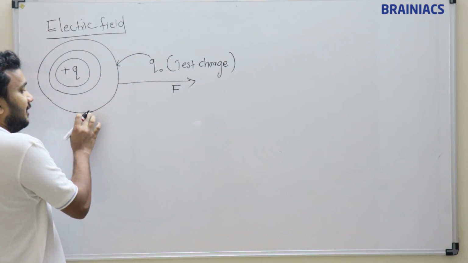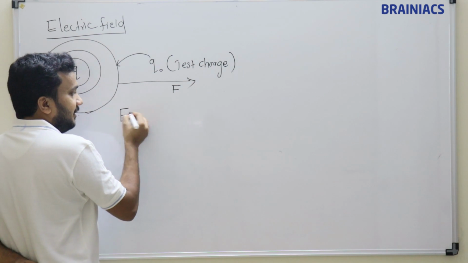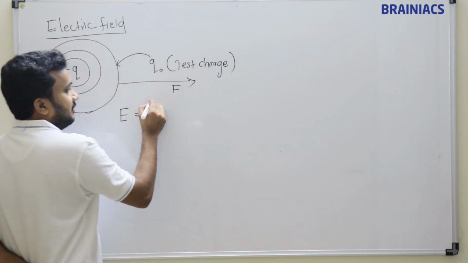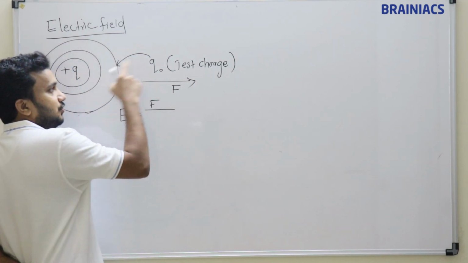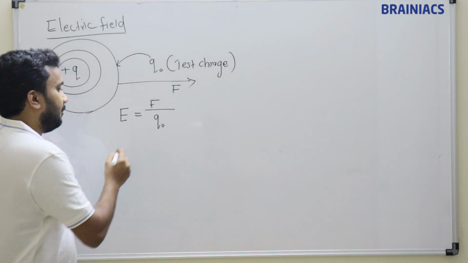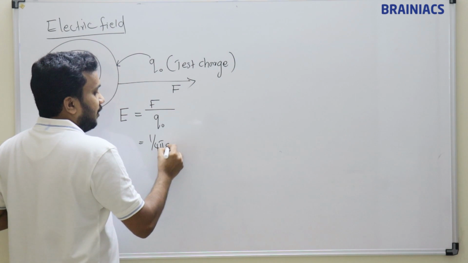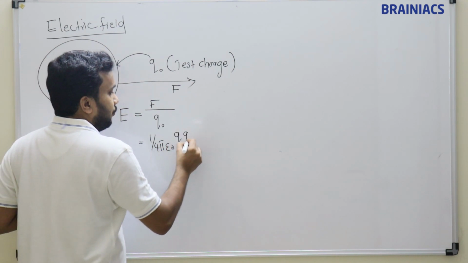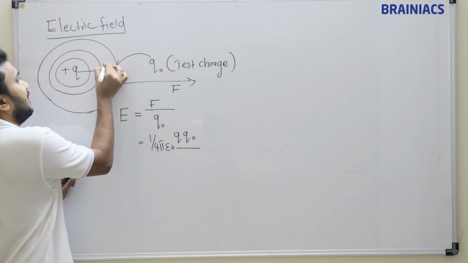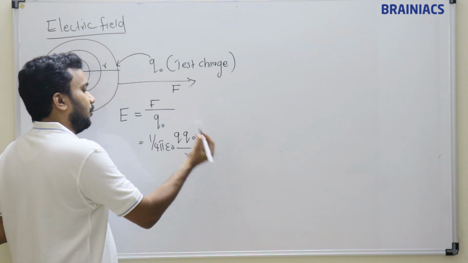So what is the definition of electric field? Electric field E is equal to the force experienced by the test charge due to the source charge, divided by the test charge. Now we'll apply the equations. We know the equation for force. What is the equation for force? 1 by 4 pi epsilon 0, q into q0, divided by r square, where I am assuming the boundary area is at a distance of r meter away.